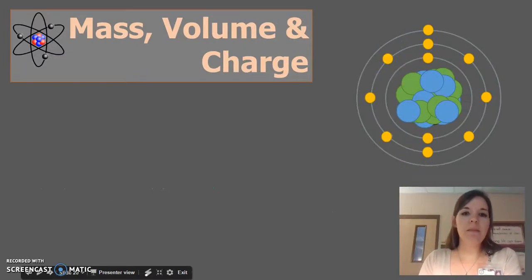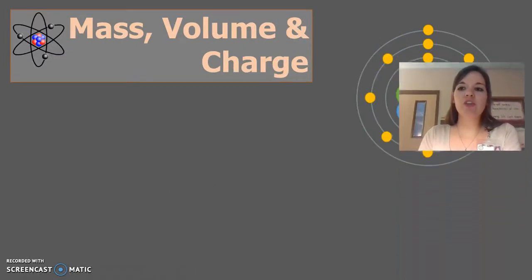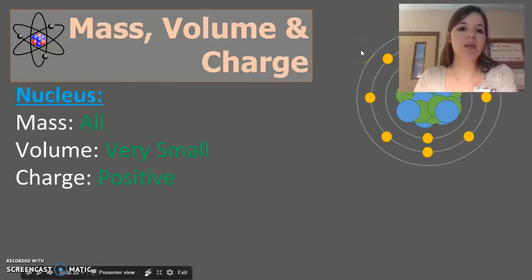So let's talk about mass, volume, and charge. This is a table that has some of this information we talked about in objective number 1. So the nucleus has all of the mass. It is very, very small, so the volume that it takes up is quite small. However, it has all of the mass, so all of the mass is in a very, very small amount of space.